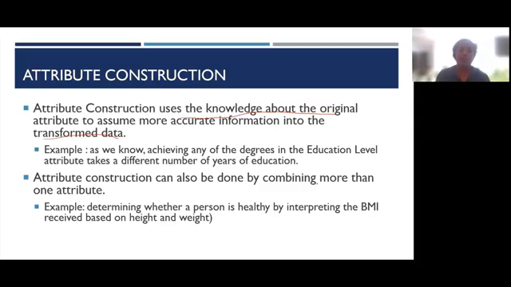Another way to construct an attribute is by combining more than one attribute. For example, using height and weight, you can develop BMI. That kind of thing you can do, okay? That's the end of the attribute construction.